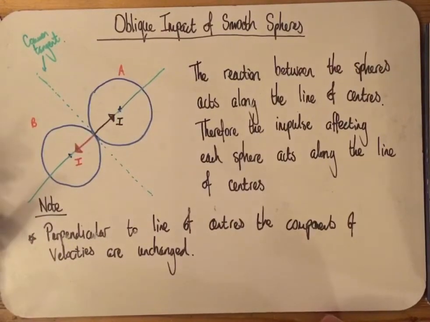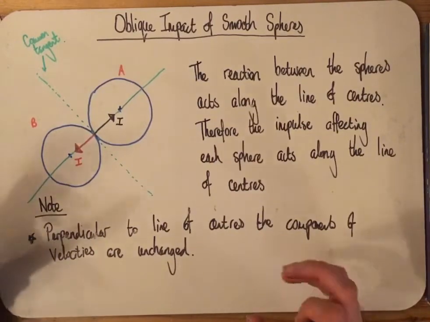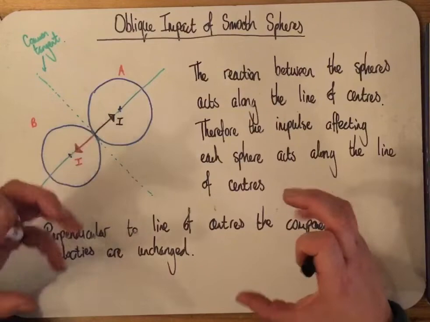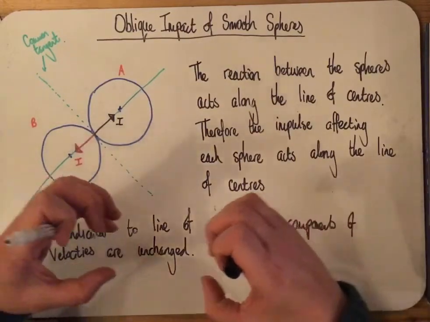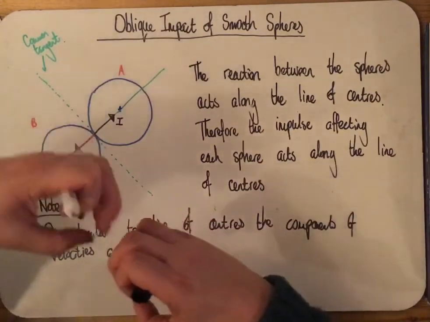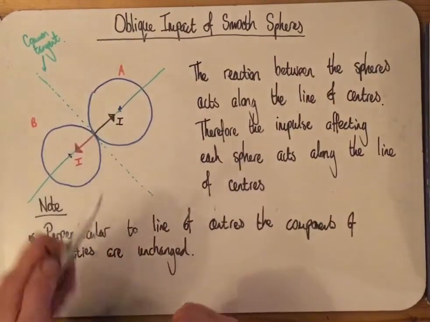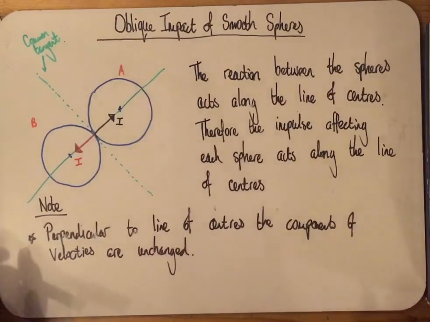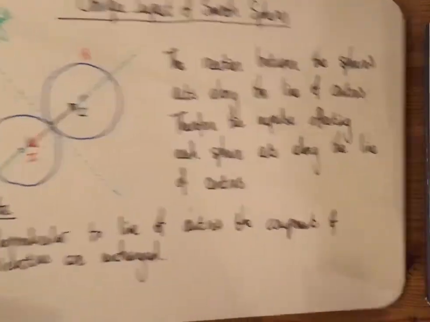So these questions aren't dissimilar to the ones you did last year when you had two spheres or objects colliding, but the only thing we're doing is we're making the collisions so that one of them's at an angle, so that they're oblique instead. So it just makes it slightly harder, but the principle's the same.